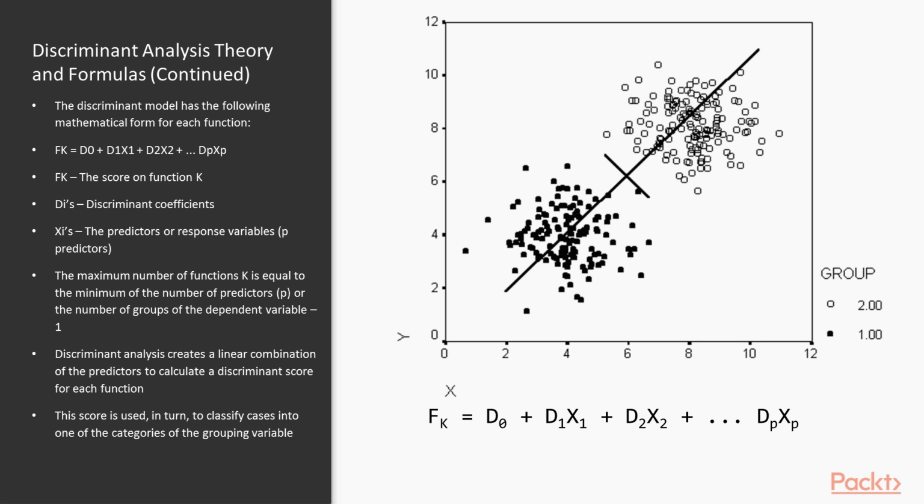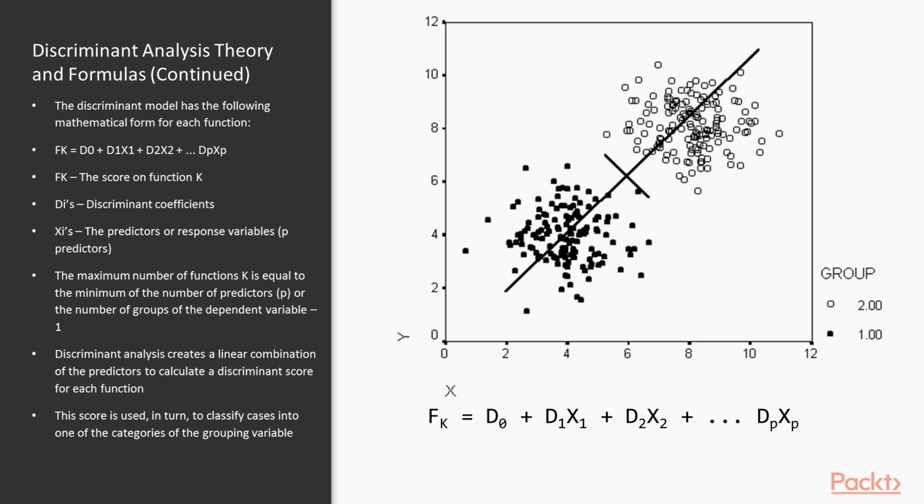Now, this has a couple of different implications. The first is that it's very easy when you have a dependent variable with just two categories, that you only have one function, okay? But if you have more than two categories of the dependent variable, then you could potentially have more than one function. And we'll talk about that a little later on.